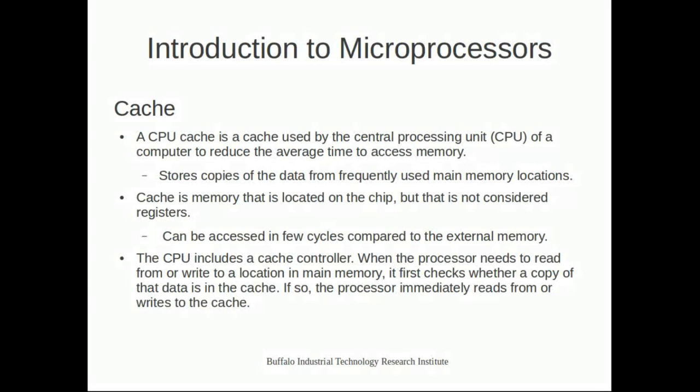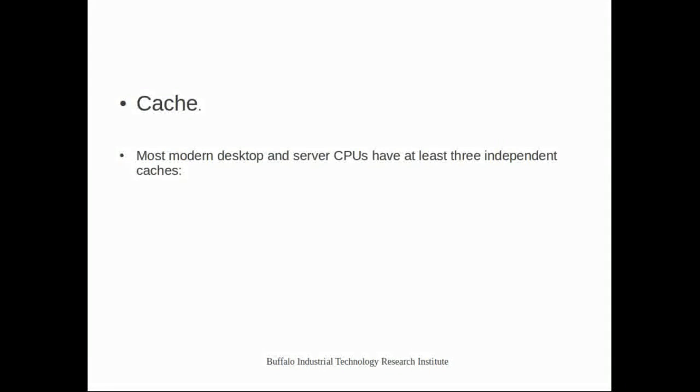The CPU includes a cache controller. When the processor needs to read or write a location in the memory, it first checks with the cache. If the data is in the cache, it immediately reads from the cache, or writes into the cache if it is available. If it is not available, a cache miss is fired and data has to be read from the memory.